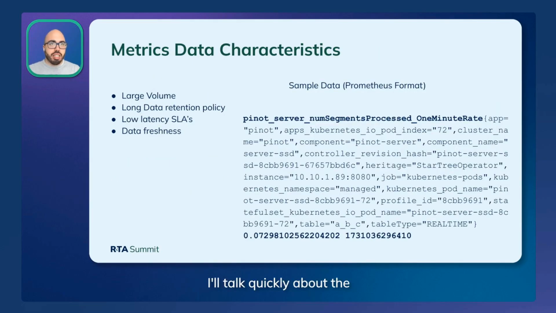I'll talk quickly about the characteristics of metrics data and some of the challenges that we face with this. So when you're collecting metrics, you tend to collect these from an entire fleet of servers, and this could be cloud servers, Kubernetes environments, and each of these are running a large number of processes, and each process is probably going to have multiple threads. You want to collect metrics from all of this. So you end up with a large volume of data.